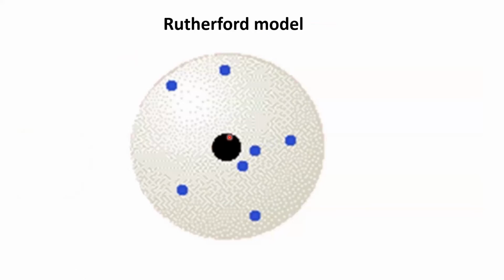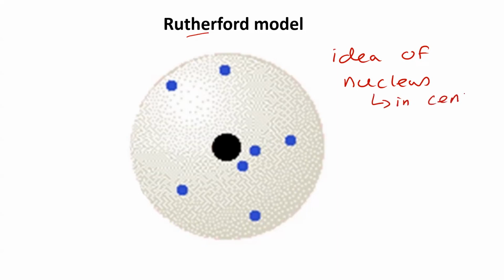The Rutherford model, you have the nucleus in the center. The idea of the nucleus was brought by Rutherford. He brought the idea of the nucleus in the center, and the electrons are outside. So this is the Rutherford model of the atom.